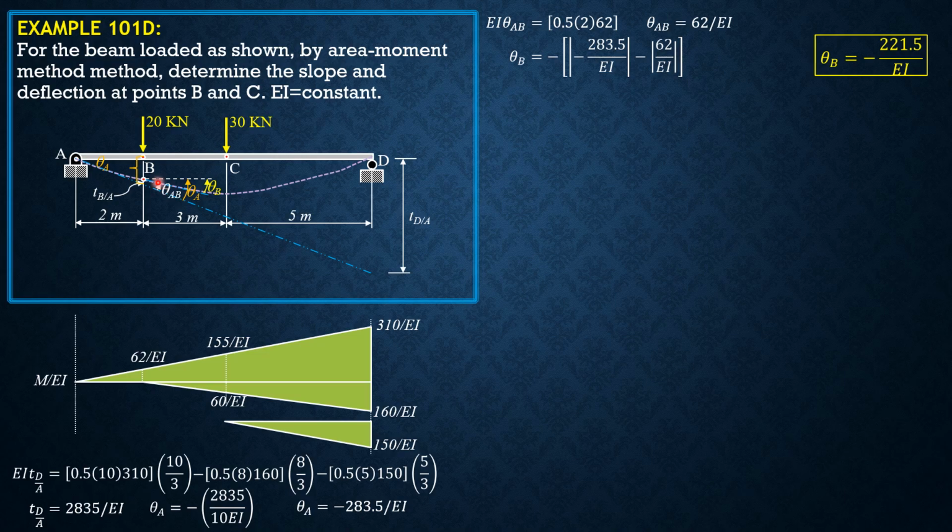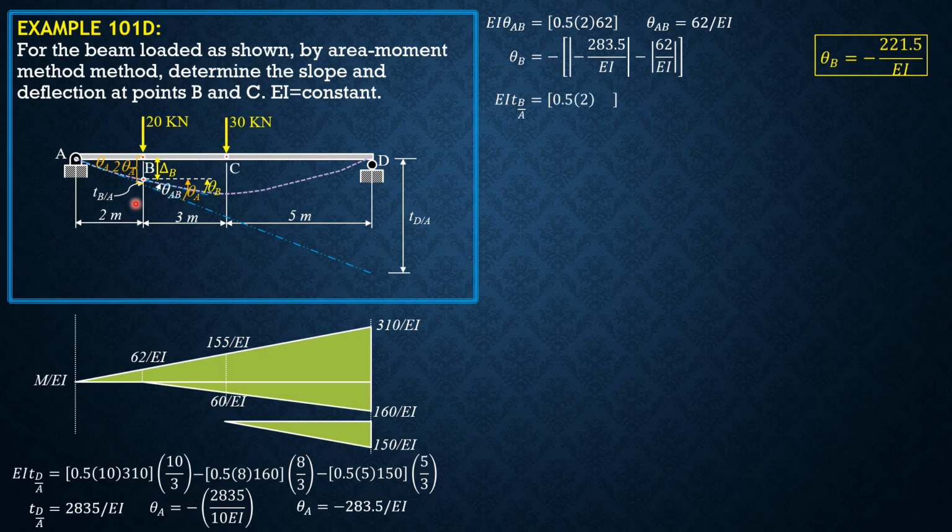Then the entire distance from the horizontal axis of the beam to the point on the reference tangent, because the distance from A is 2 meters, so that's 2 times theta A. And therefore, this deviation is the deflection. This vertical distance is the deflection at B, which is again negative. So let's evaluate deviation of B relative to A.